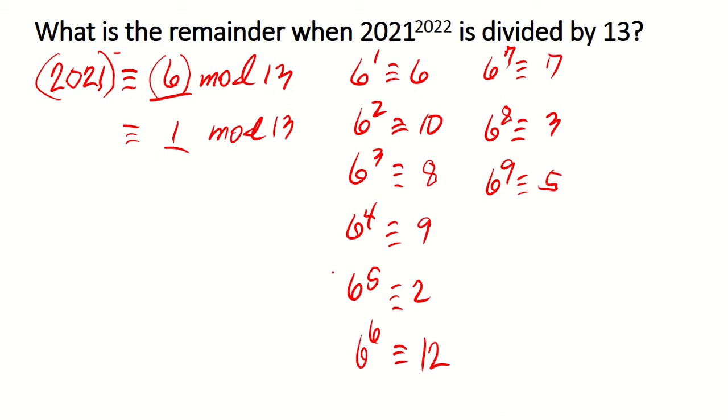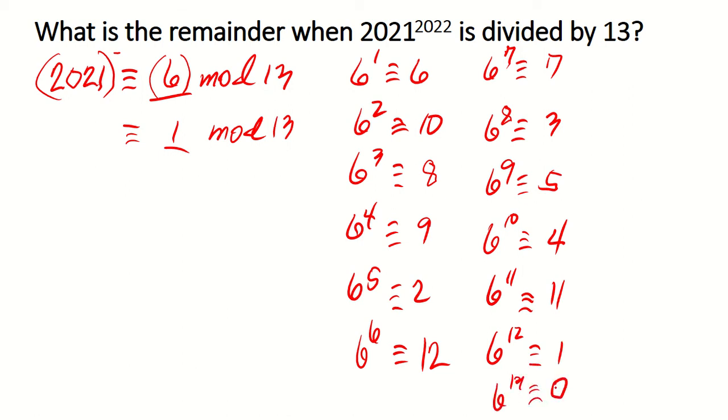Of course, we can use 6 to the 4th and 6 to the 4th. 9 times 2 is 18, so that is remainder 5 divided by 13. 6 to the 10, of course, is equivalent to 4. 6 to the 11 is congruent to 11 as its remainder. 6 to the 12, its remainder is 1. If we go to 6 to the 13, the remainder is 0. And we also note that when we divide a number by 13, the possible remainders are 0, 1, 2, 3, up to 12 only.